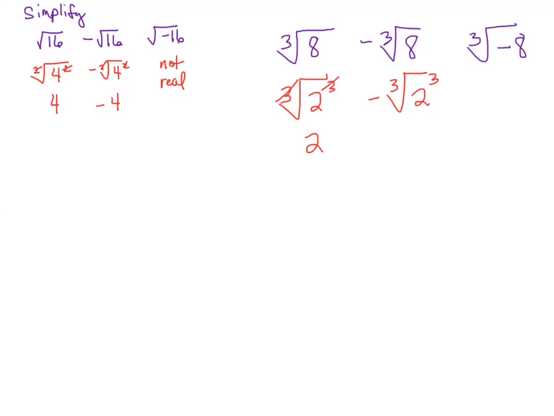In the second case, the negative is still on the outside, and we have the cube root of 2 cubed again. So the 3's cancel, leaving us with negative 2.